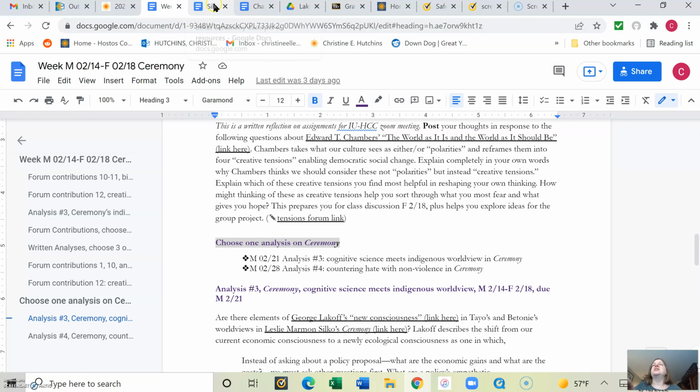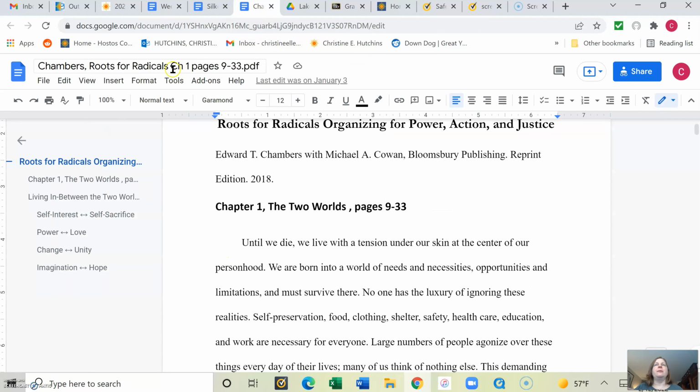So if you take a look actually at the text that I've given you, I have the link here for Chambers. If you click on it, you'll see that for all of our texts, I've tried to give you headlines so that you can see on the left margin there what the main sections in the reading are.